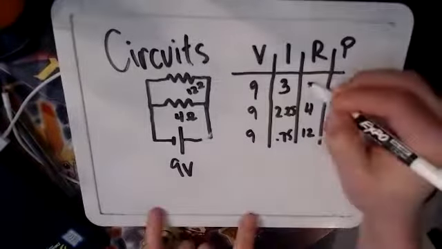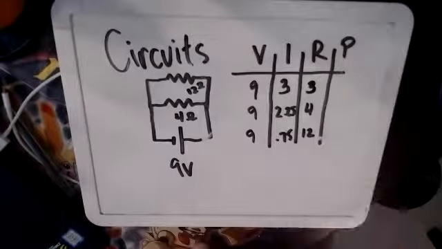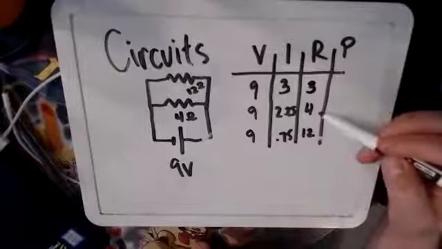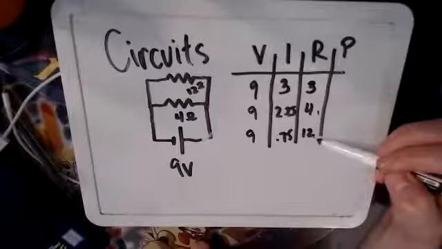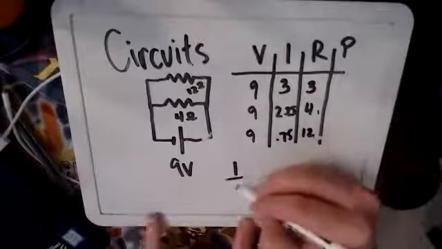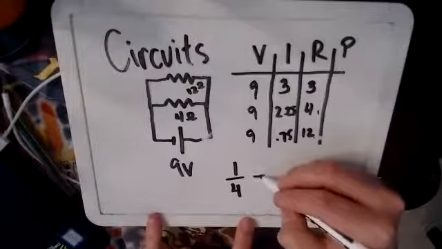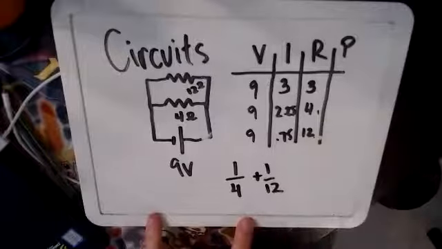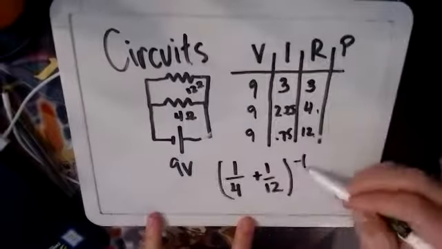As a result, we find the total resistance to be 3, which should be a little off-putting because this has a resistance of 4 and this has a resistance of 12, but the overall resistance is less. So when we do the math, we have 1 over R plus 1 over the other R, and we take it to the -1.